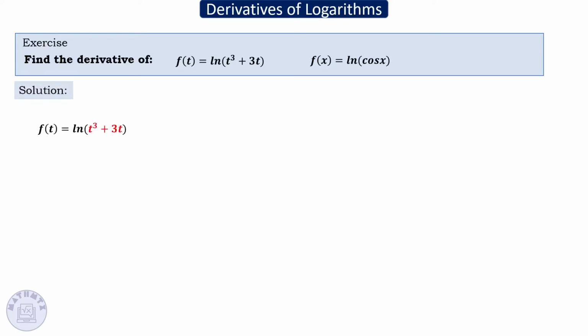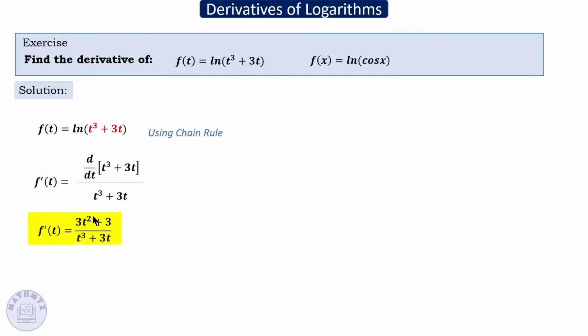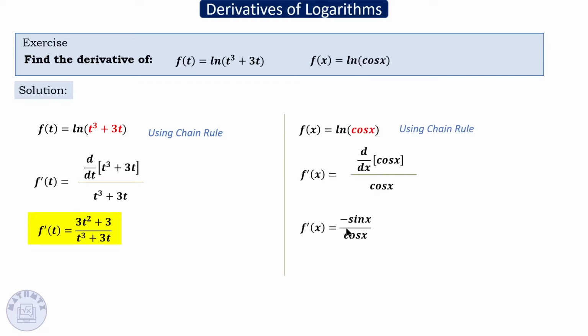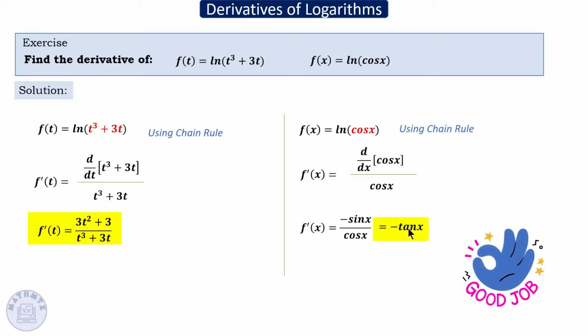Okay, so for the first one, we need to use the formula: derivative of what's inside the ln. In this case, it will be 3t squared plus 3 over the term inside the ln. Similarly here, we will do the derivative of the cosine over the cosine of x. So derivative of cosine is negative sine of x, and this can be simplified to negative tan of x. So be careful when choosing the multiple choice for such questions.